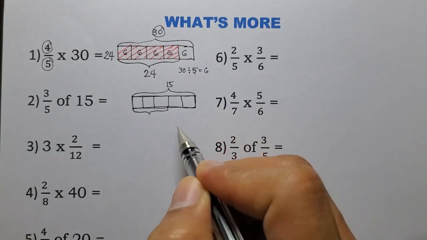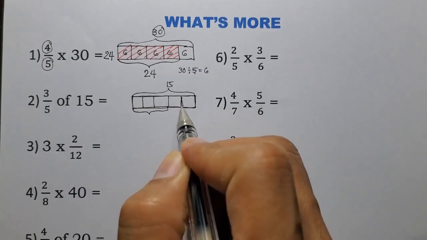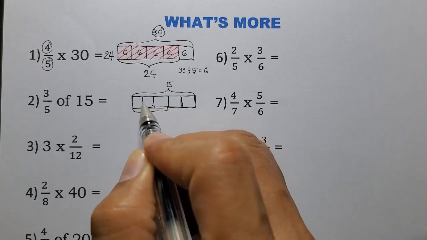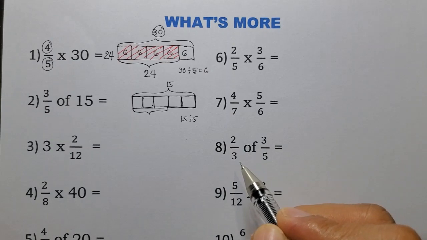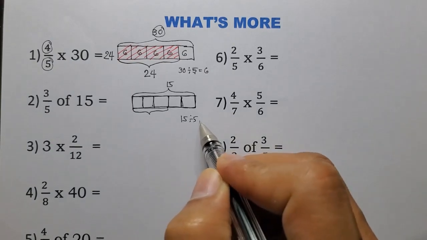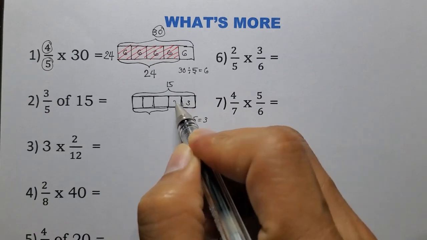Okay, so if you notice here, our 15, the whole 15 is divided into 5 equal parts. So if we are to divide 15 by 5, in order for us to get each unit, so 15 divided by 5 is equal to 3. So each unit now is 3.